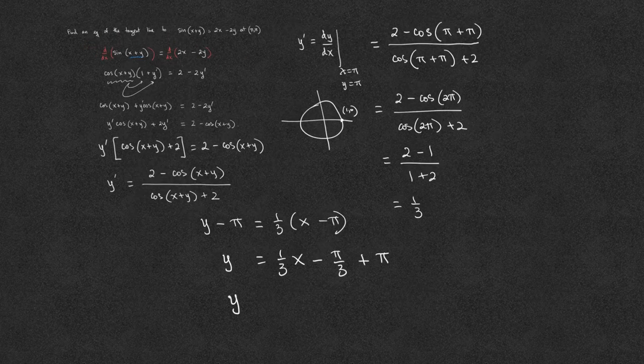This is y = (1/3)x - (1/3)π + 1π, which is -1/3 + 3/3. And so this is + (2/3)π. This is the equation of the tangent line to the curve given.